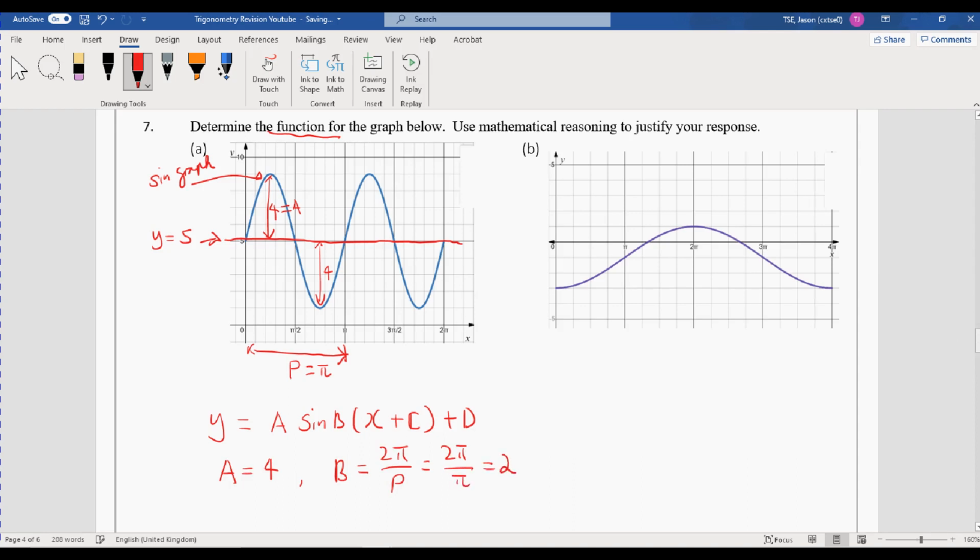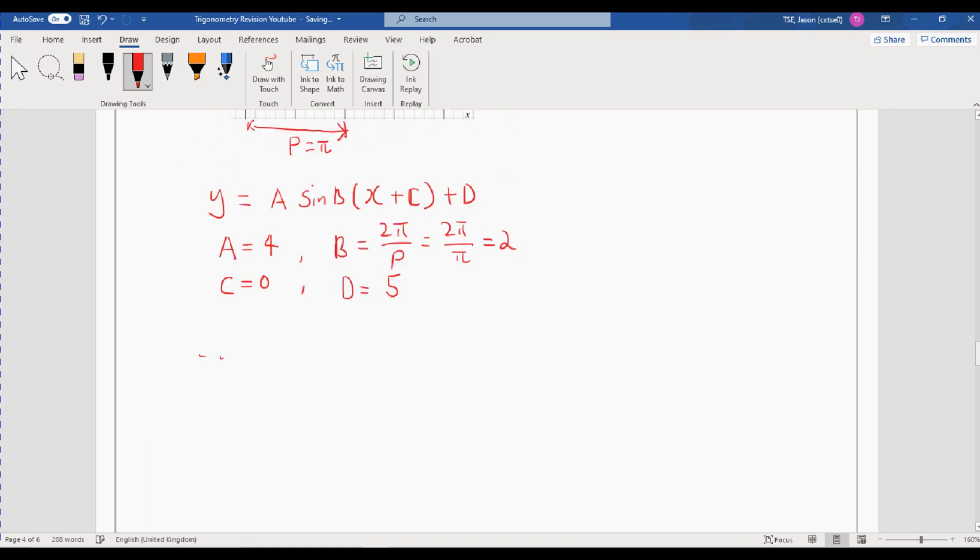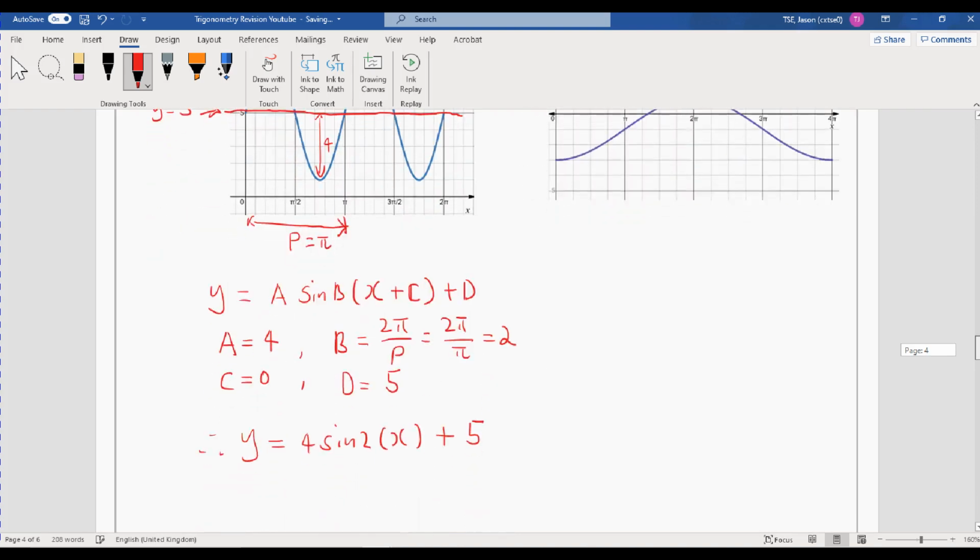How about c? Is there any horizontal shift of the sine graph? No, so c equals 0. How about d? d is the position of the horizontal middle line, which is at y equals 5, so d equals 5. So your answer would just be y equals 4 sine 2x, because there's no c, plus 5. Good.